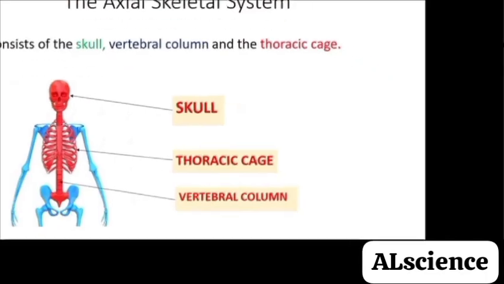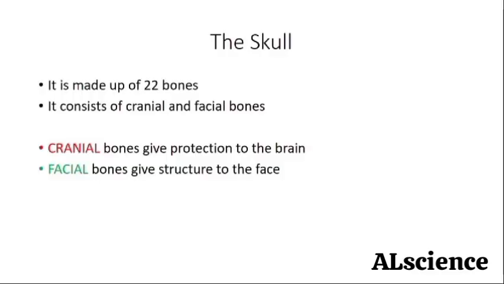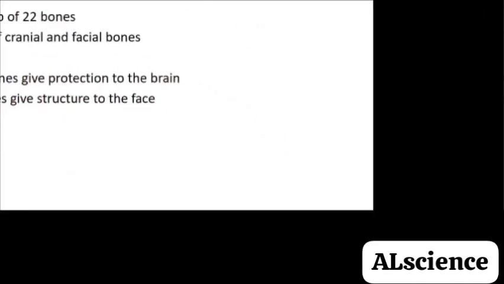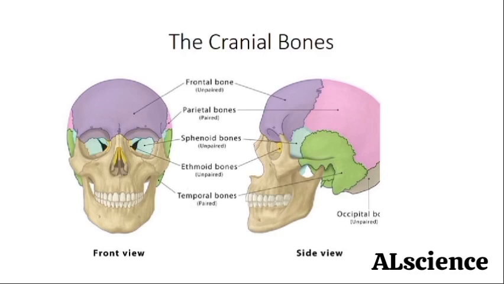So let's start with the skull. The skull is made up of 22 bones, the cranial bones and the facial bones. So the cranial bones give protection to the brain. As you can see, they are flat in order to accommodate the brain. So let us talk about the cranial bones. Most of the bones in the skull are flat bones, and these bones are connected at serrated lines called sutures.